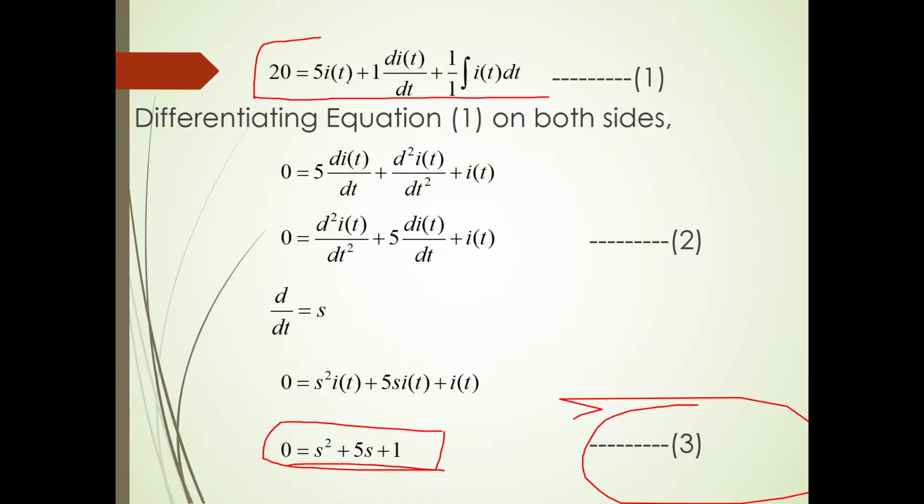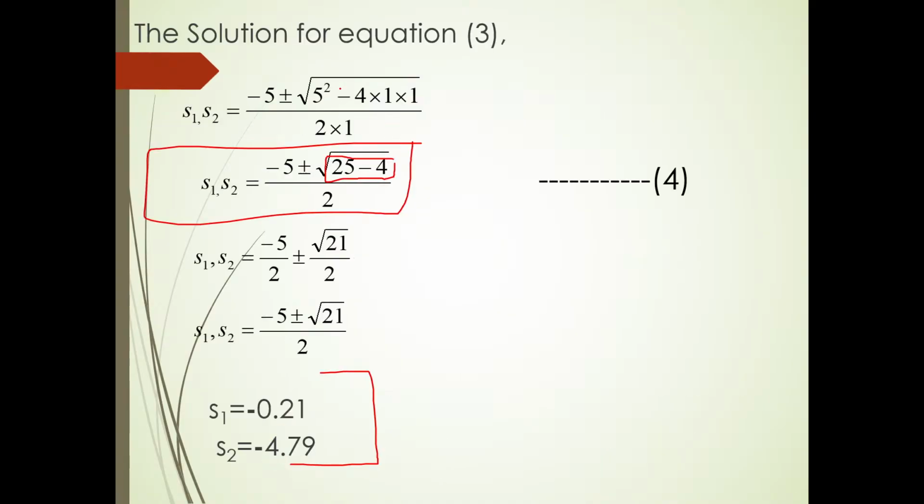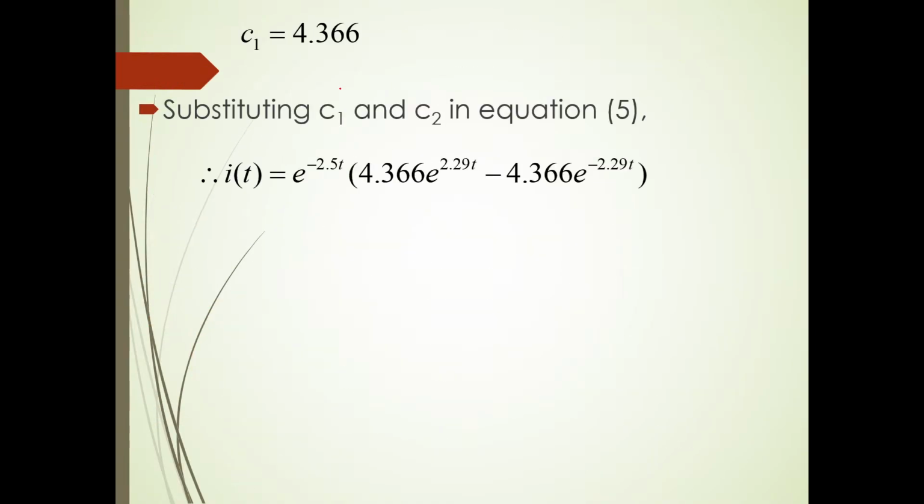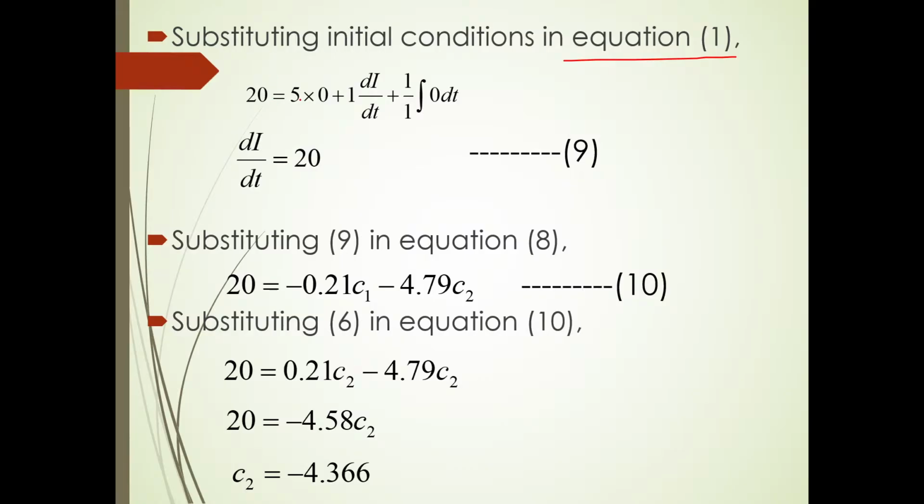Okay. So here substitute the initial conditions. If we substitute the initial conditions, what will happen? I is equal to 0, isn't it? So wherever I is there, substitute 0.